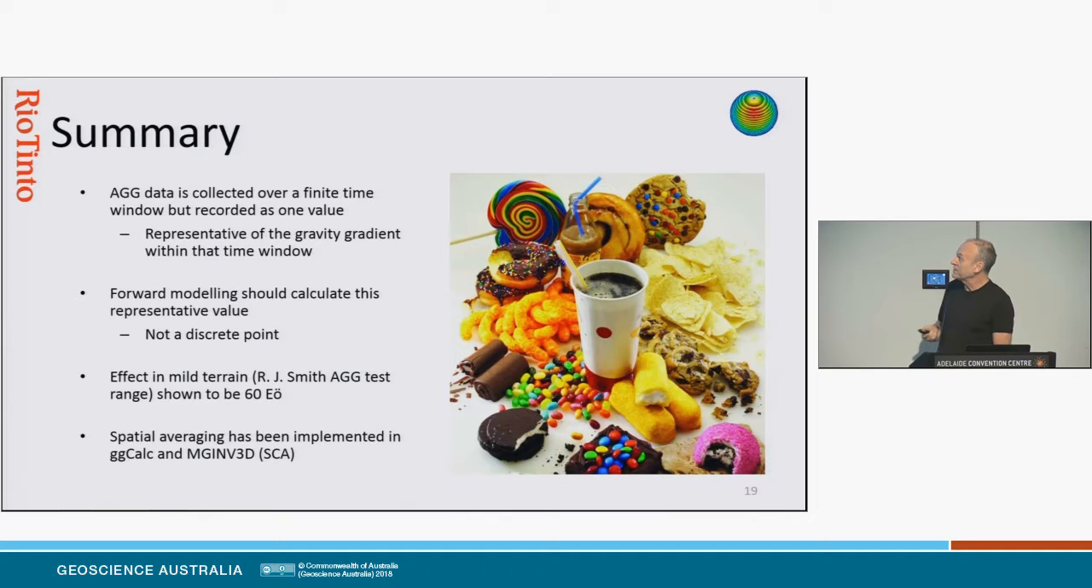So in terms of the final, airborne gravity gradiometer data is collected over a finite time window and recorded as one value, and that value is representative of the gravity gradient within that time window, and the time window is significant in most cases. The forward modelling should also incorporate this, because it's not a discrete point, and the effect of even mild terrain at reasonable clearances can be up to 60 Eötvös just in the terrain correction, and it also has an impact in the inversion process. So that's pretty much it.